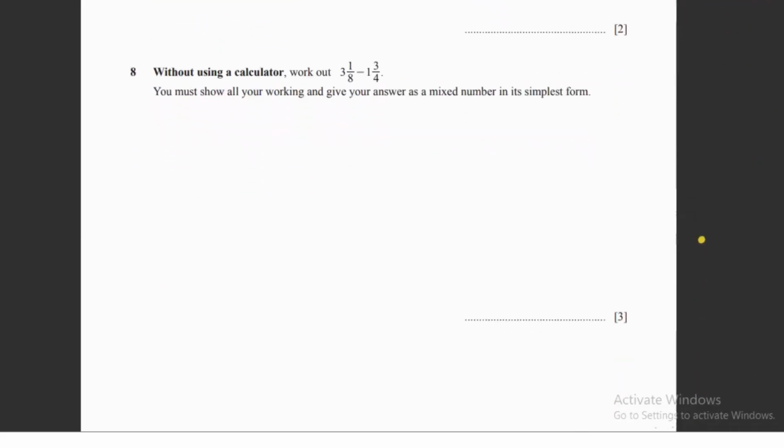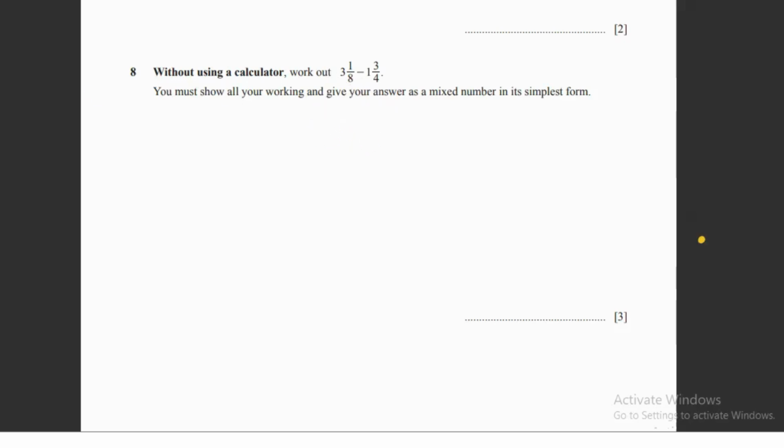In question 8, you're not allowed to use a calculator here, which means you need to show out the workings. In this case, you have 2 improper fractions where one is subtracted from the other, and you need to solve this. So first, when you have 2 mixed fractions, and you need to solve this to find the answer. So when you have 2 mixed fractions, your first step is to convert them into improper fractions.